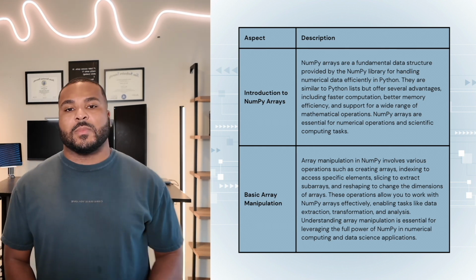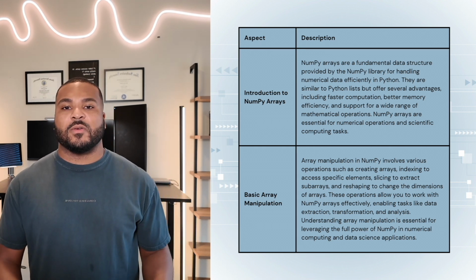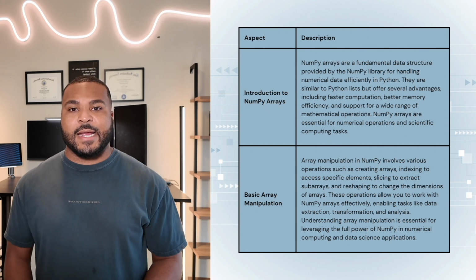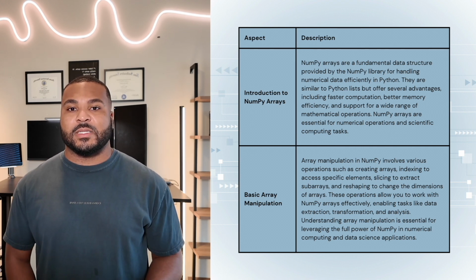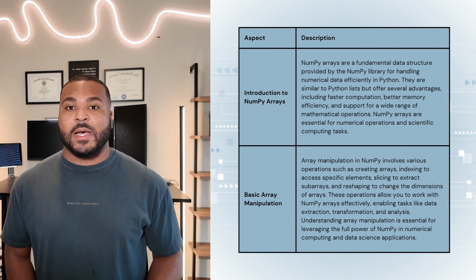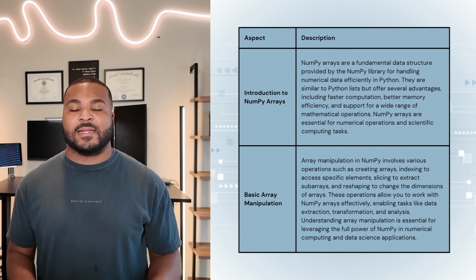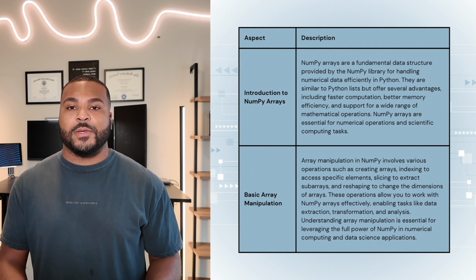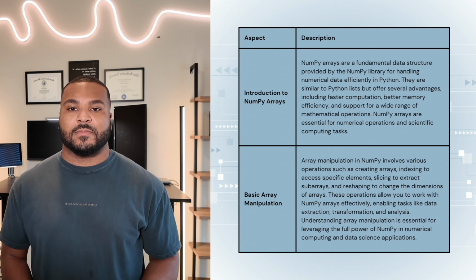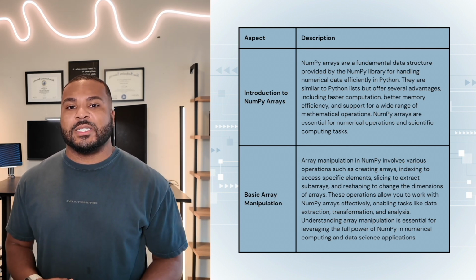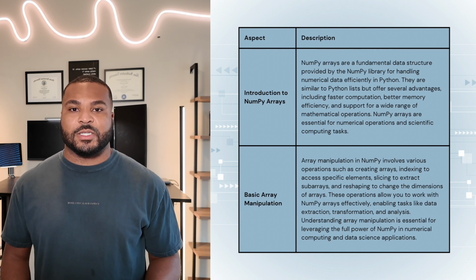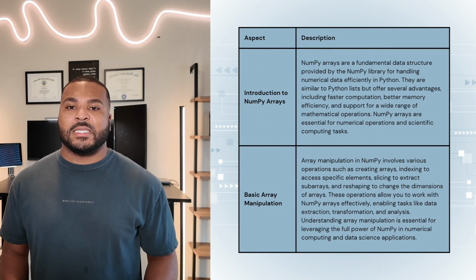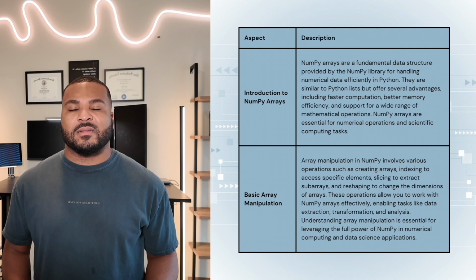So, indexing. You can access individual elements of an array using square brackets and specifying the indices of the elements you want to access. You can slice as well. Slicing allows you to extract subarrays from an array by specifying a range of indices or using Boolean arrays to filter elements. You can also change the shape and dimensions of an array using the reshape function, which allows you to convert arrays between different shapes without modifying the underlying data.